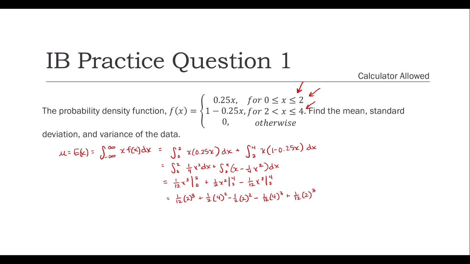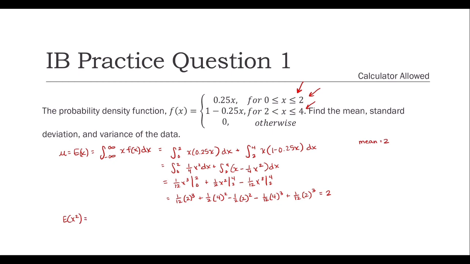And don't worry if evaluating these integrals doesn't completely make sense yet, because we're going to have a video going over that. So if we simplify all of this, we get 2. So our mean is 2. Now we need to do our variance. And to do the variance, we need our E of x squared.